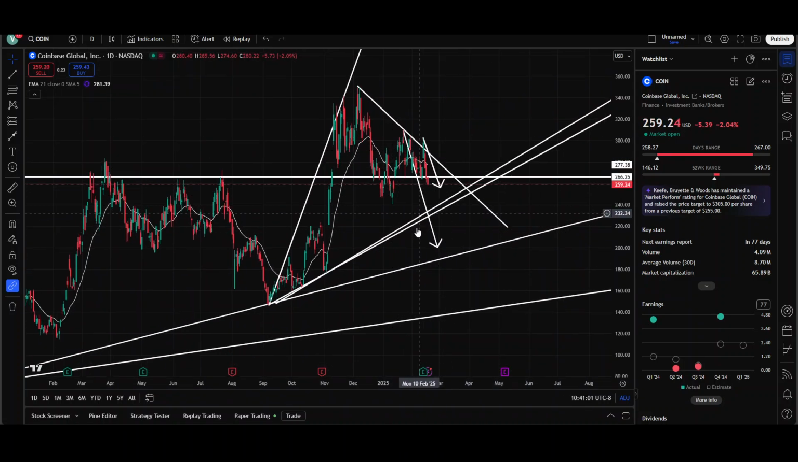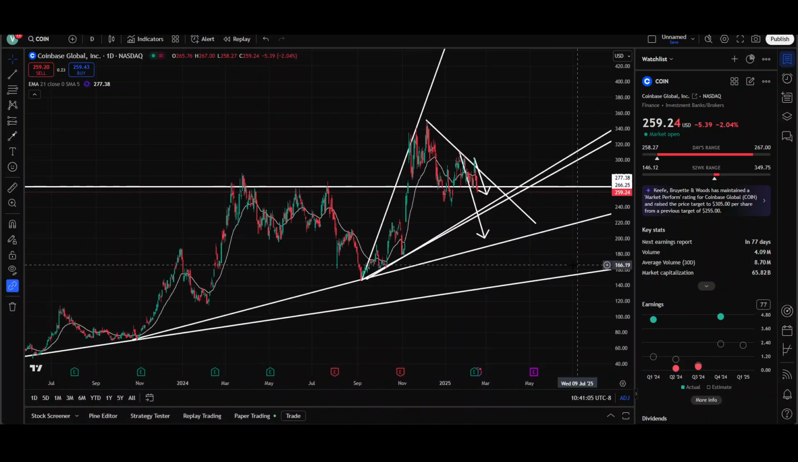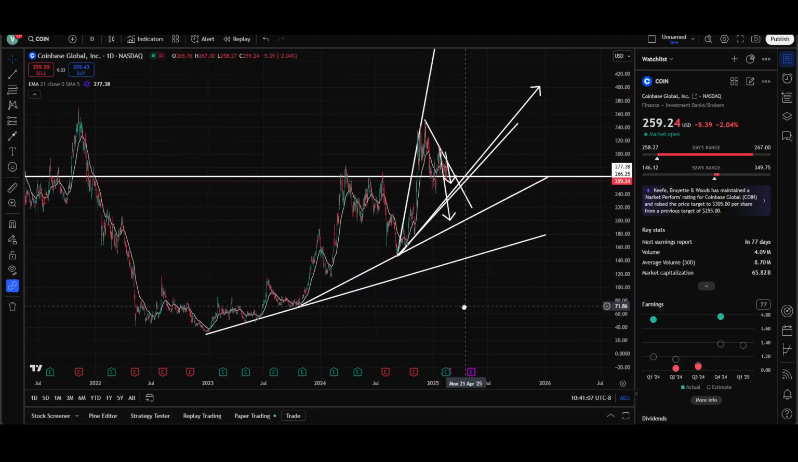Expecting more downside. Let's see if we can find support at the targets I mentioned, and then we can see the trend resume higher. I still think this is an uptrend, and most likely we will see higher prices in the future.